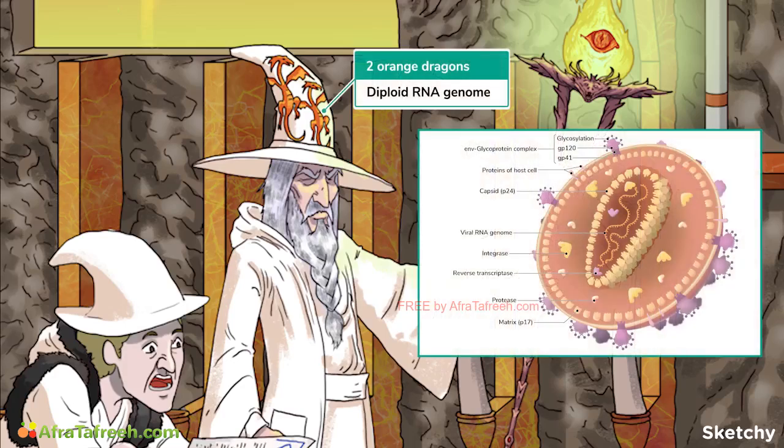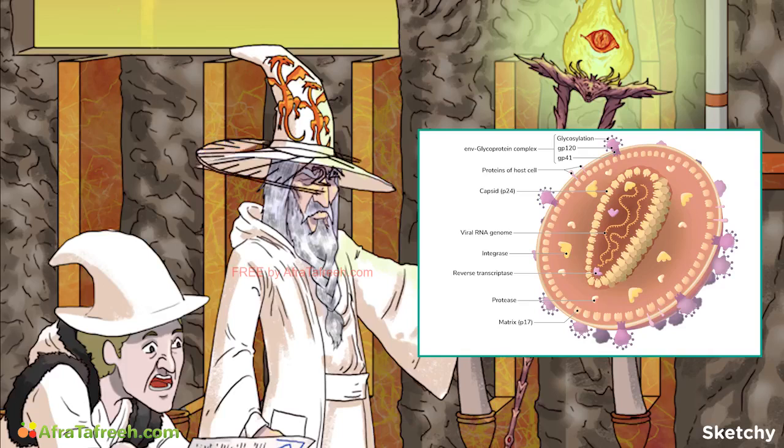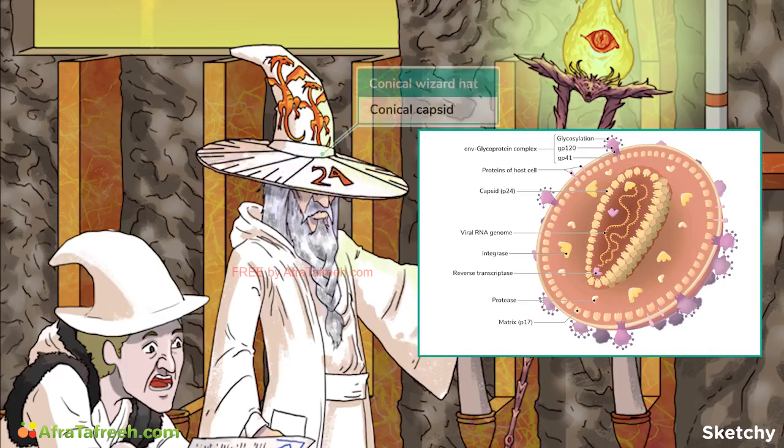At the very core is the genetic material. HIV has a diploid genome, meaning each virion contains two copies of its positive sense single-stranded RNA genome. See the two orange dragons at the very center of the wizard's cap? Orange for RNA, of course. The RNA strands and their accompanying reverse transcriptase are surrounded by a conical, i.e. cone-shaped capsid, hence the wizard's cone-shaped hat.